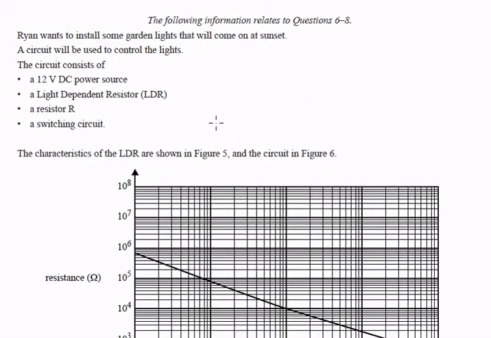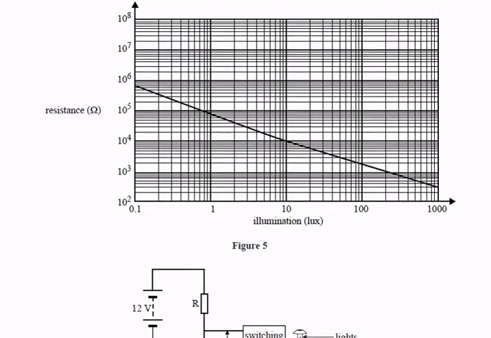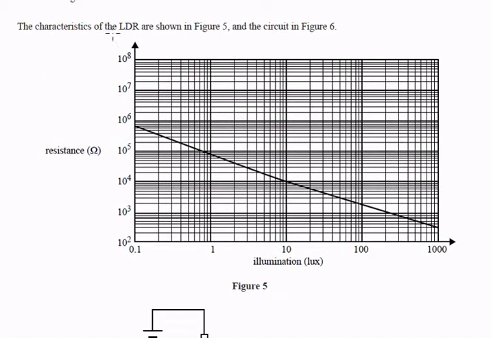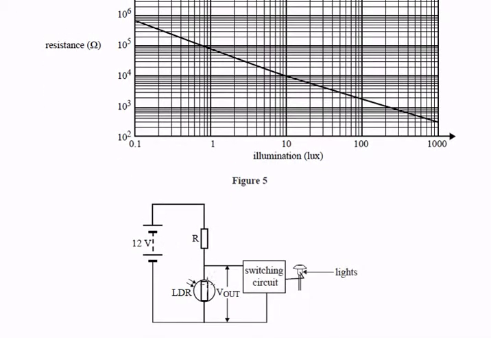In this question, some garden lights need to come on, and we've been given a circuit down here and a graph here, and we need to make sure we know what this graph's for. It's for an LDR. So this graph is for the LDR, which is light dependent resistor. That's there. Okay, so this goes with this graph over here.